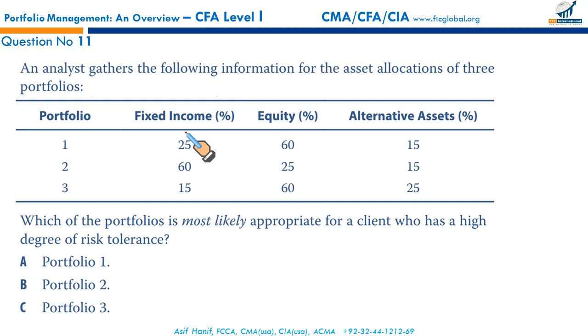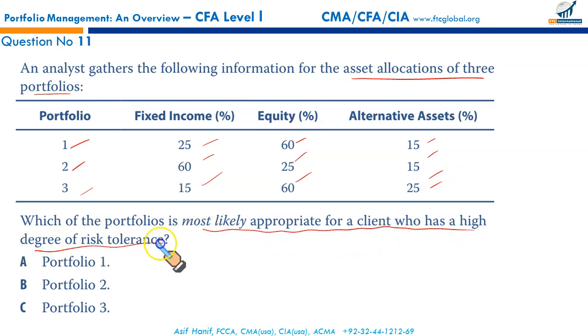Now next, an analyst gathers the following information for the asset allocation of the three portfolios, portfolio 1, 2, 3. Fixed income, equity and alternative assets composition is given. Which of the portfolios is most likely appropriate for a client who has a high degree of risk tolerance? Okay, so for an investor who is ready to take on more risk, he has a higher degree of risk tolerance.